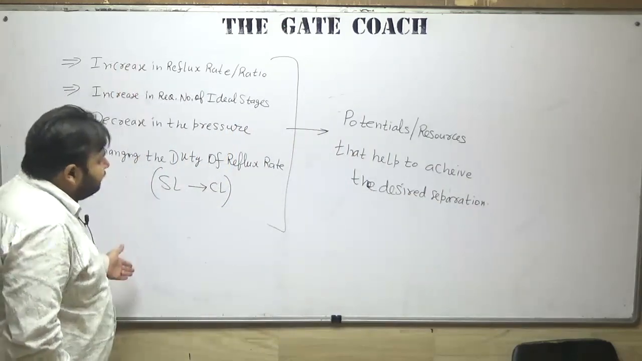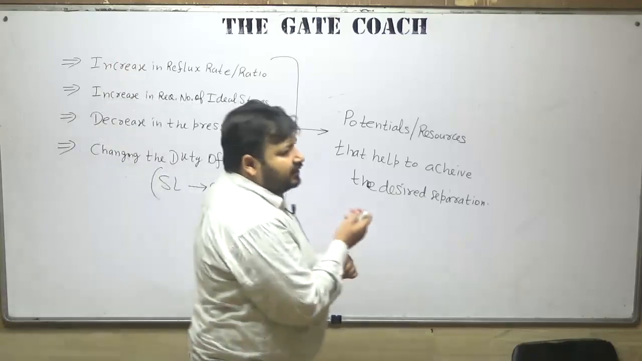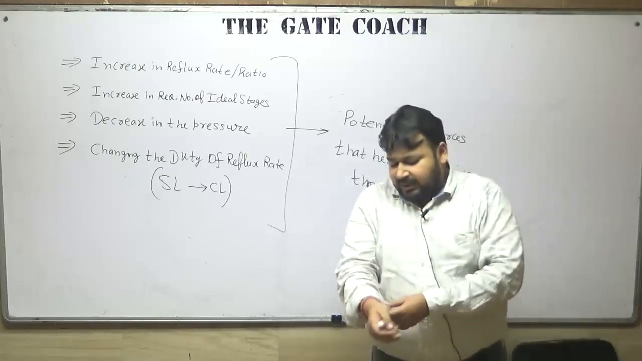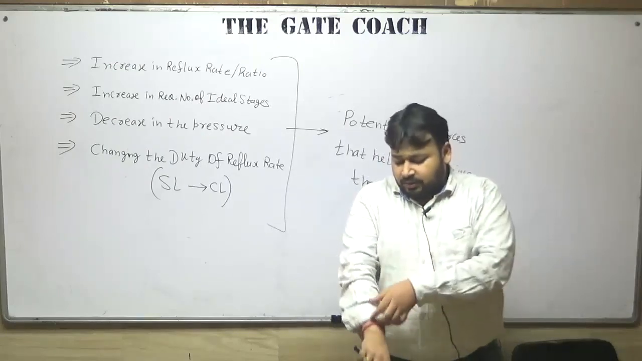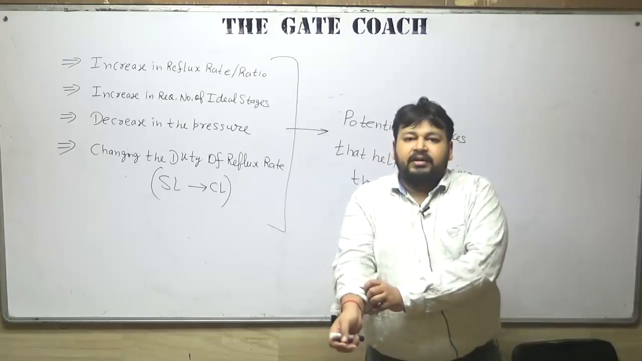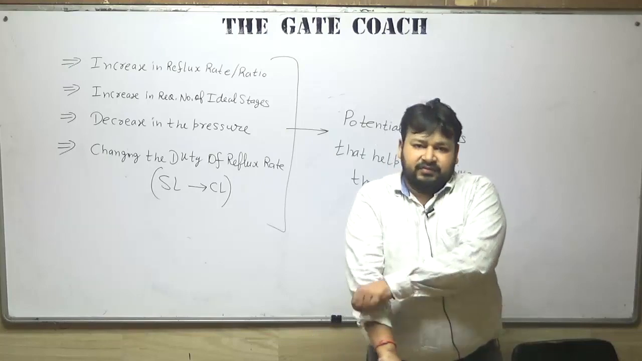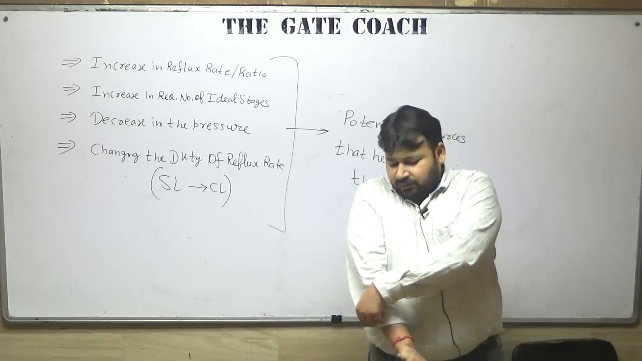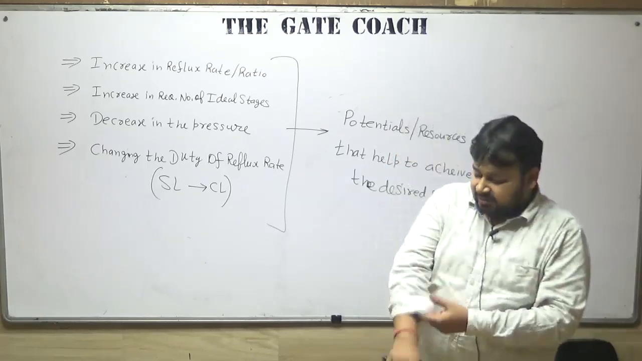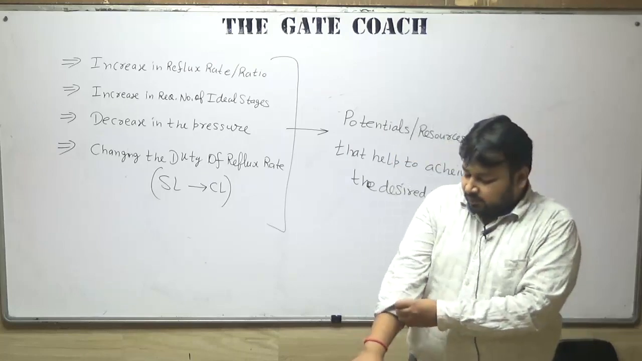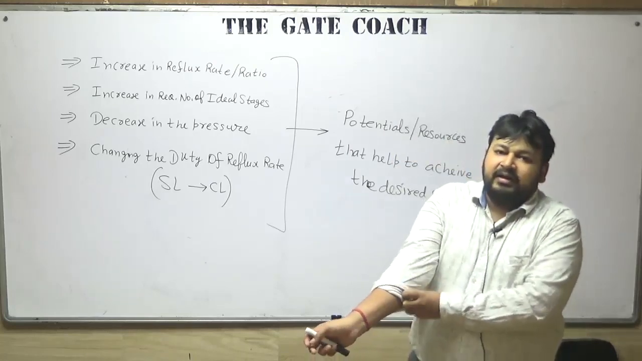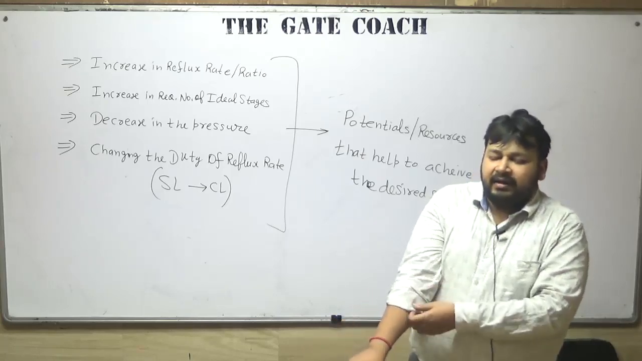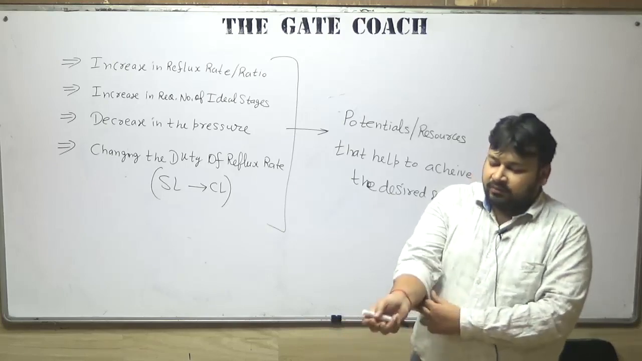If you do any one of them, the potential of the column increases. Now that potential can be utilized in achieving more separation, or in decreasing the number of required stages, because number of stages is basically the fixed cost. So if somehow we can decrease the fixed cost, that will be a good money saved. So by increasing the other potential, I can decrease the potential of the tray, or increase in any potential, I can increase the separation. So this is the basic funda.